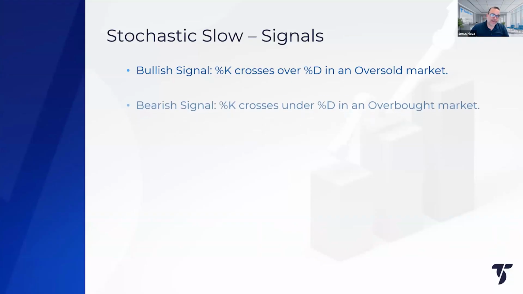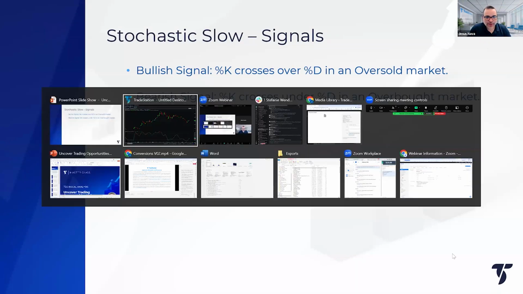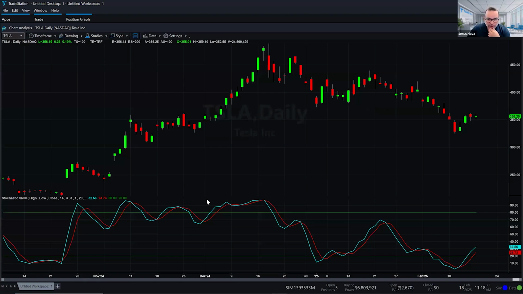The bearish signal is the opposite. We are going to see the K cross under D at an overbought level. So we're talking about the opposite scenario. So let's go back here to the chart. We're looking for the blue to go under the red, like right here. That would be a bearish signal, considering that it's happening when it's overbought.